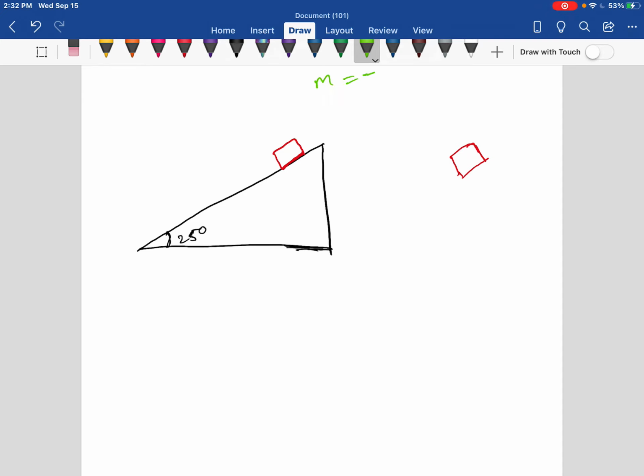The mass of this person is, let's say, 70 kilograms. Okay, 70 kilograms. I am not giving anything else over here. I'm going to ask you to find the acceleration of this object as it is going down, and it's starting from rest. So initial velocity is 0. What is the acceleration of this object?